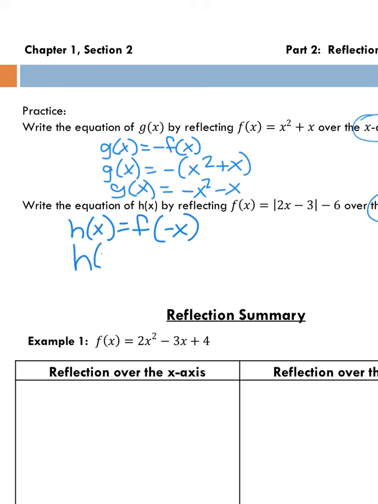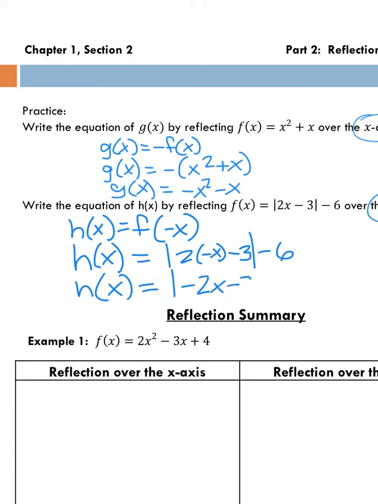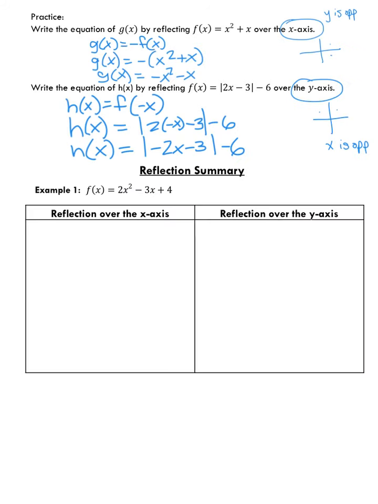So wherever you see an x in your original function, you're going to replace that with -x. So h of x equals the absolute value of 2 times -x minus 3, close your absolute value, minus 6. So h of x equals the absolute value of -2x minus 3, minus 6.